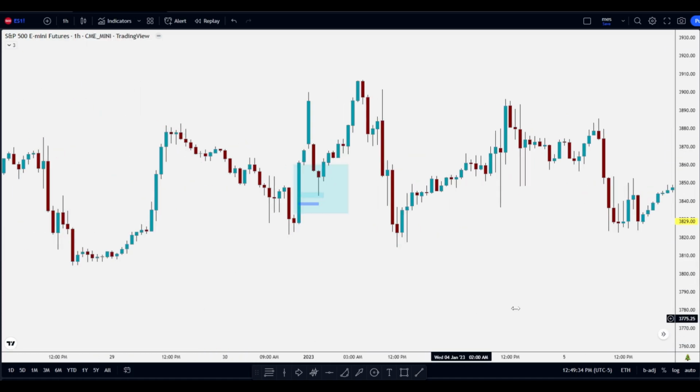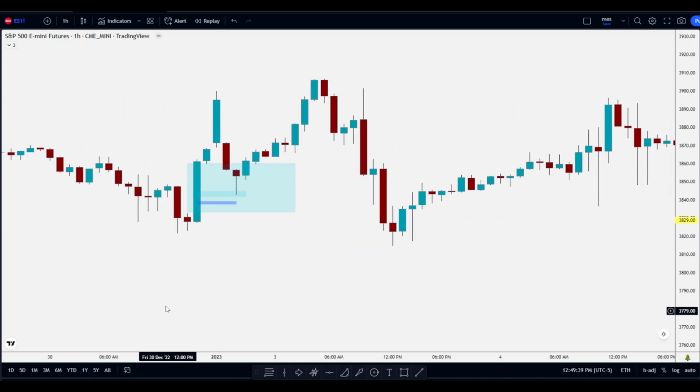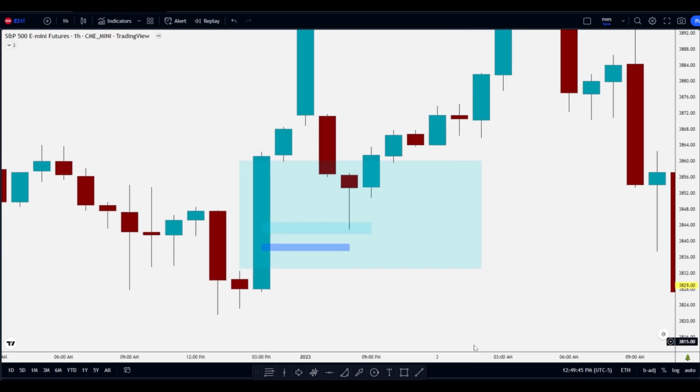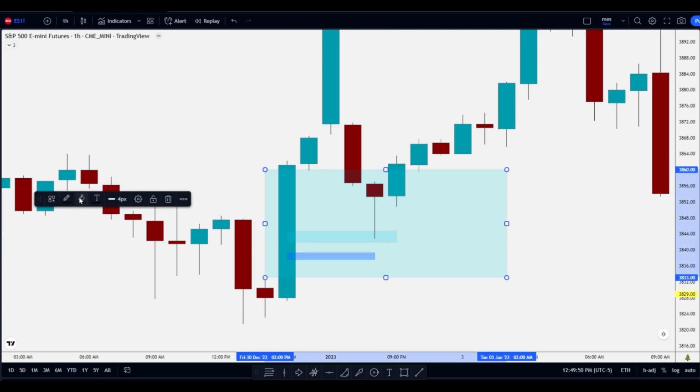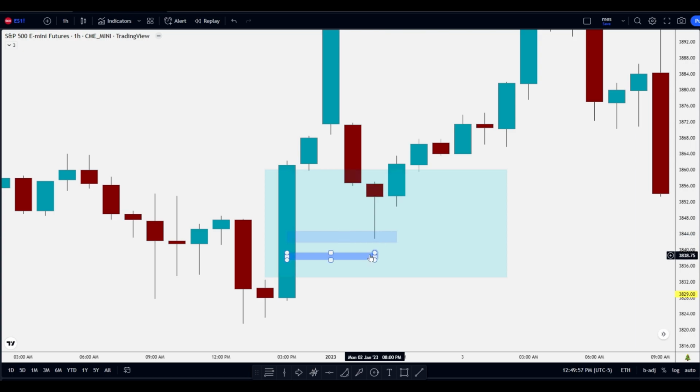Okay, so here we have the 1-hour chart. There's a fair value gap here that I want to show you guys. Okay, so this is a 1-hour fair value gap, and then we're going to go down and look at what's going on here. So in here you have another fair value gap on a lower time frame, and see how it has this whole fair value gap to mess with.